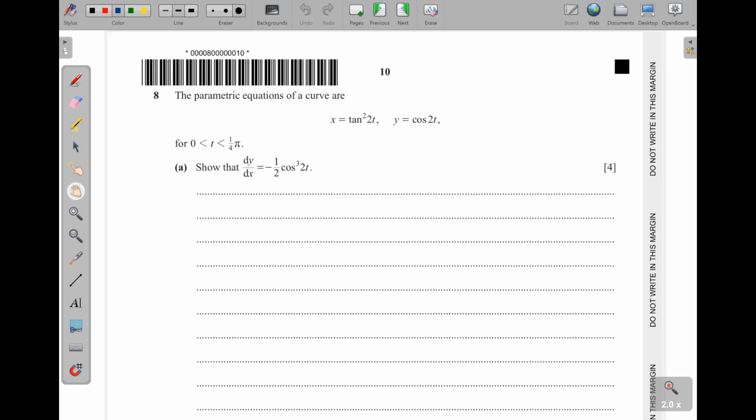Number 8, the parametric equations of a curve are x is equal to tan squared 2t, y is equal to cos of 2t for t ranging from 0 to pi over 4. Part A, show that dy dx is equal to negative a half cos cubed 2t. So we need to differentiate parametrically using what we call the chain rule, okay?